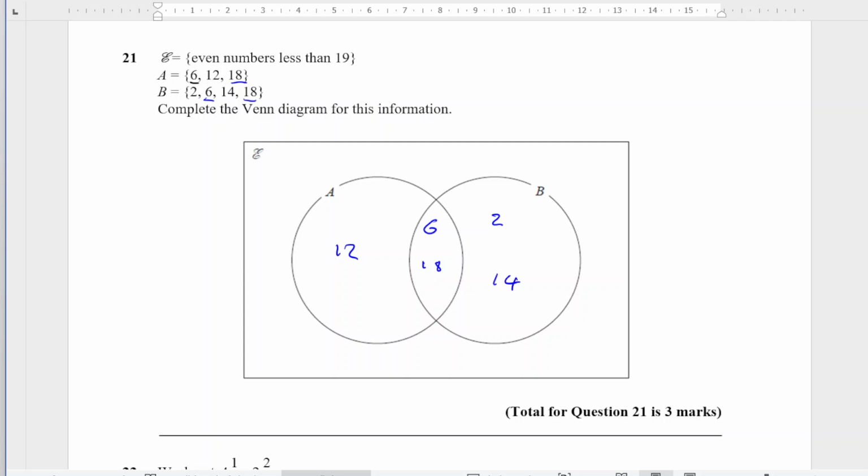We now need to look at the universal set, even numbers less than 19. So we're missing some even numbers less than 19. You can put these anywhere on the outside. To make it easiest for your marker, I tend to list them. So if I'm looking for even numbers less than 19, I'm going to have the numbers, we've already used 2, 4, we've already used 6, 8, 10, 12, 14, 16. So I would do it like that.